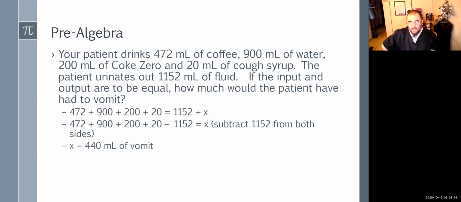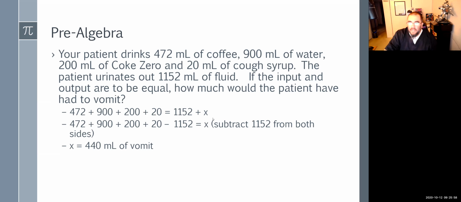Excuse me. Because you're going to retain fluids and stuff like that. So it's saying, if my intake equals my output, how much did I throw up? Yay, right? Or the technicolor yawn, or whatever you want to call it. So we're going to put our total that we're intaking over here to total that we're outputting over here. Our total that we're inputting is the 472, 900, 200, and 20, right? The total that we're outputting is our 1152 plus an unknown quantity of vomit, which is going to be our X. So we're going to solve it down, right?